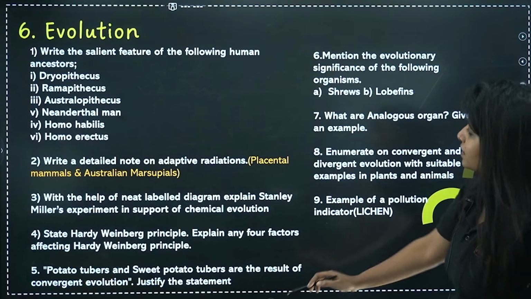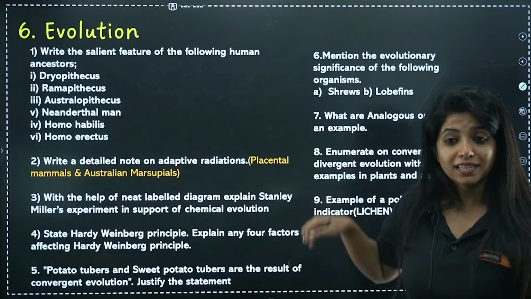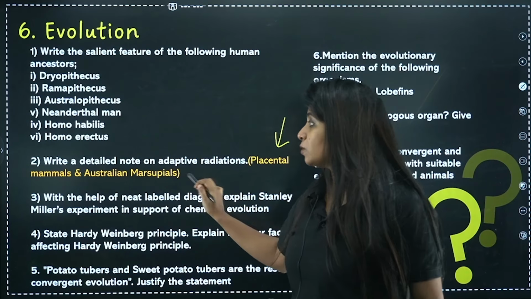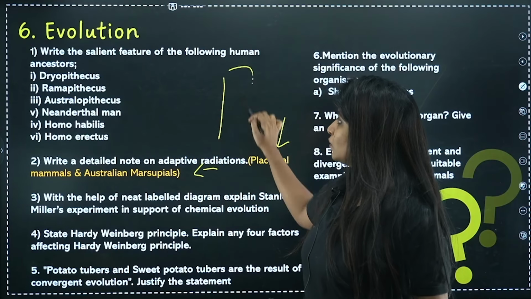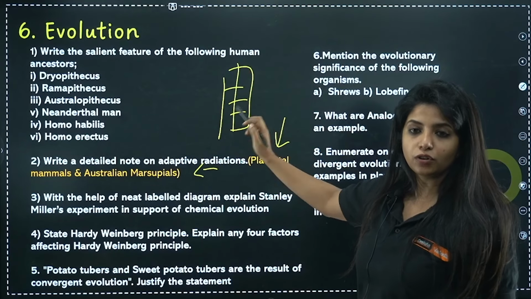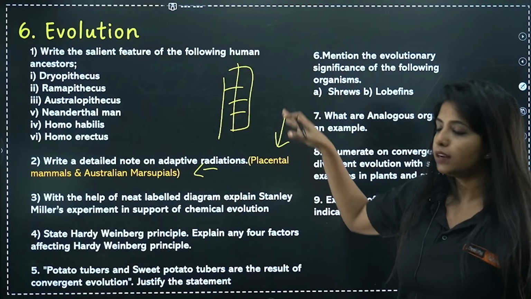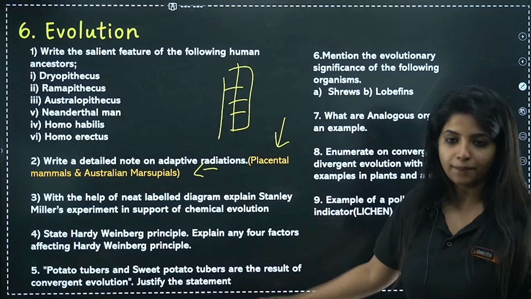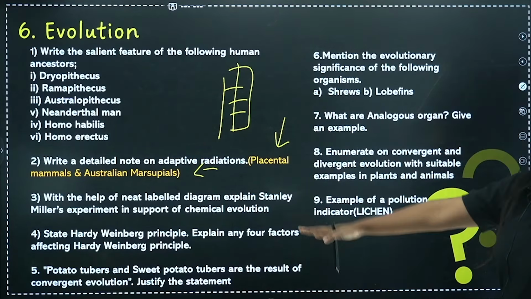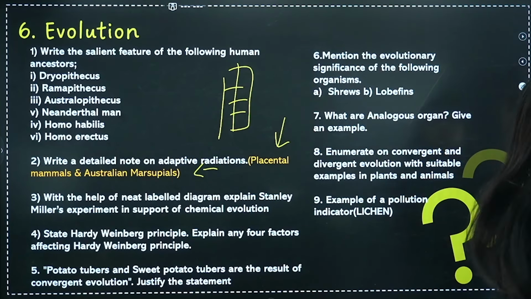Now, evolution, these are the topics which are super important. Write a detailed note on adaptive radiation. This year, I saw in the model question paper, questions came from placental mammals and Australian marsupials also. There's a chart given in your NCERT regarding both of them. Please know the opposites of each of them. One placental mammal will be there, and then one Australian marsupial will also be there. Go through each of them. Very important. These are the very important questions out there. Go through each of them.